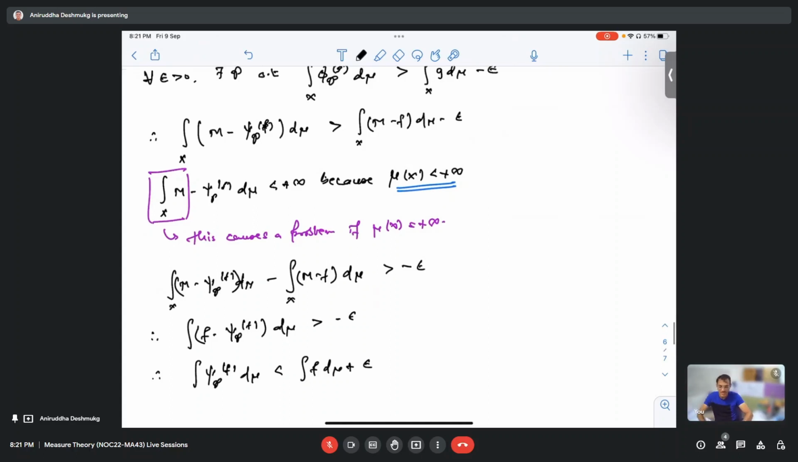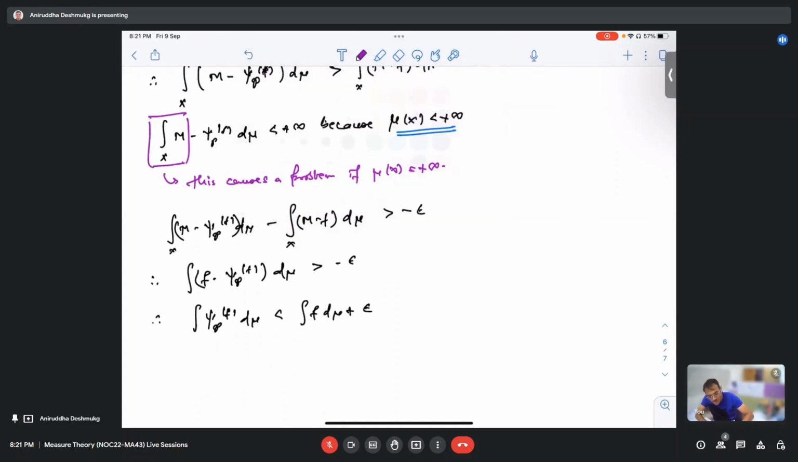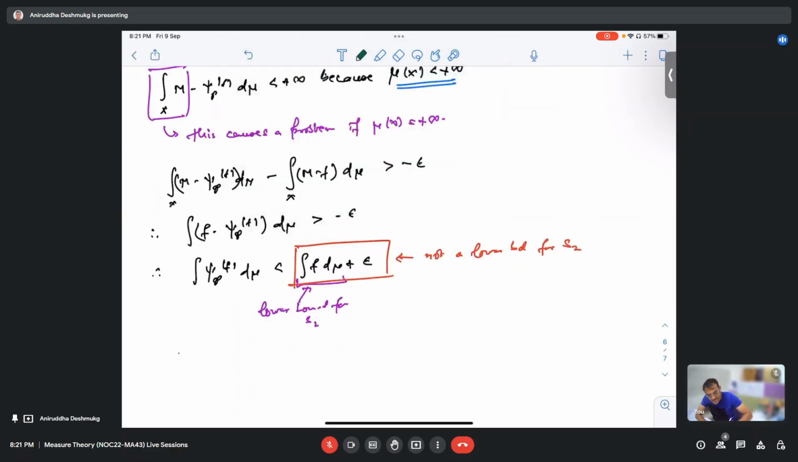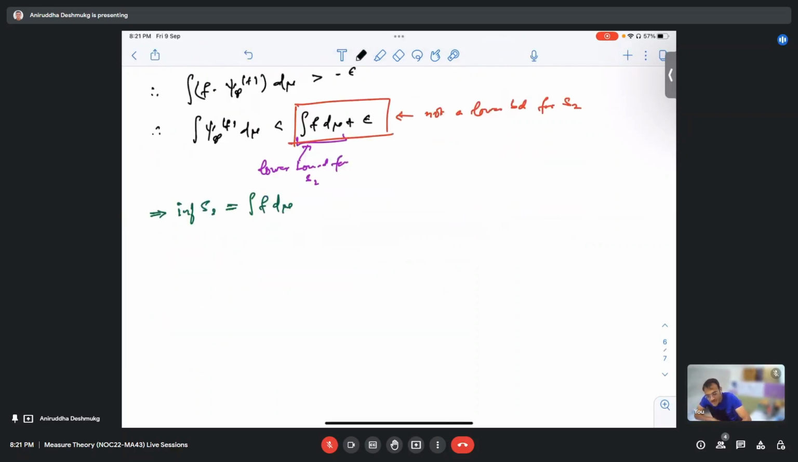So this was a lower bound for S2, but this whole thing together with this plus epsilon is not a lower bound for S2. What does this mean? Can I say that the infimum of S2 is equal to the integral of f d mu? Because that is the definition of infimum, right? So we have essentially proved this result.